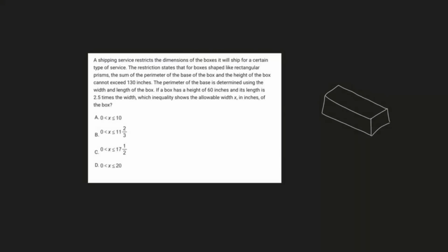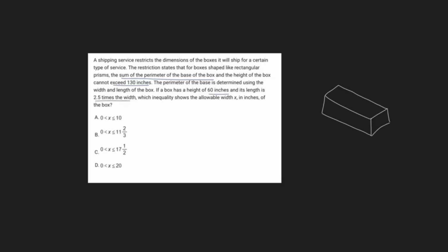Shipping service restricts the dimensions of the boxes it will ship for a certain type of service. The restriction states that for boxes shaped like a rectangular prism, which I've drawn out here, it's a pretty good drawing actually, the sum of the perimeter of the base of the box and the height of the box cannot exceed 130 inches. The perimeter of the base is determined using the width and length of the box. If a box has a height of 60 inches and its length is 2.5 times the width, which inequality shows the allowable width x in inches of the box?